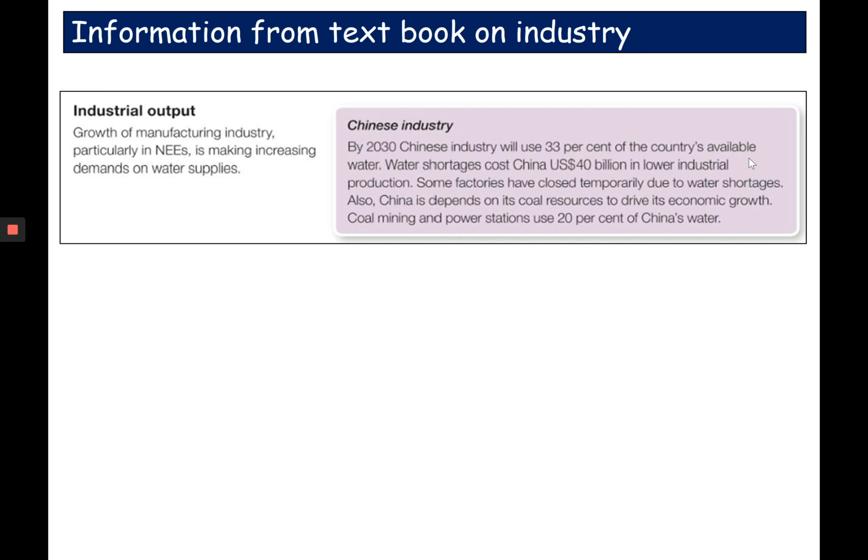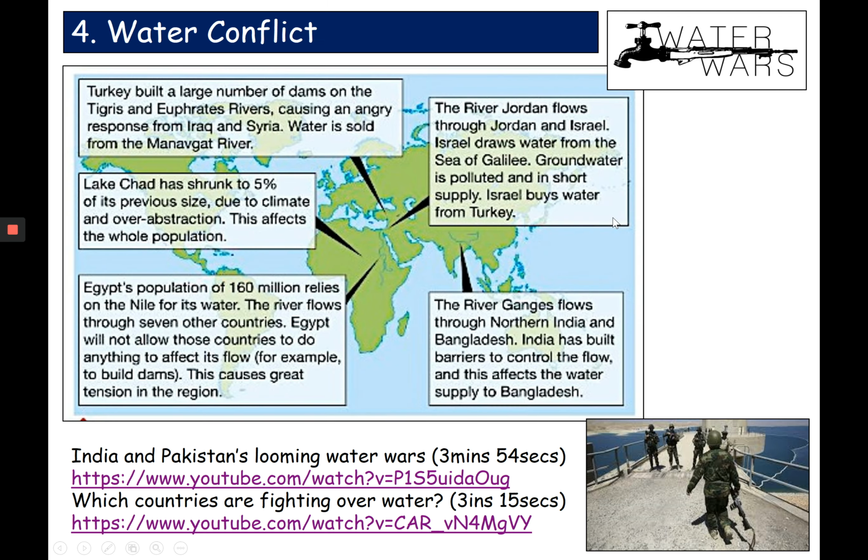So big issues, a growing economy, an economy whose industrial sector is providing for the needs of many other countries around the world, and they're short of water. So a real problem. And then the fourth issue which we need to look at is water conflict. So conflict over water as a resource itself.